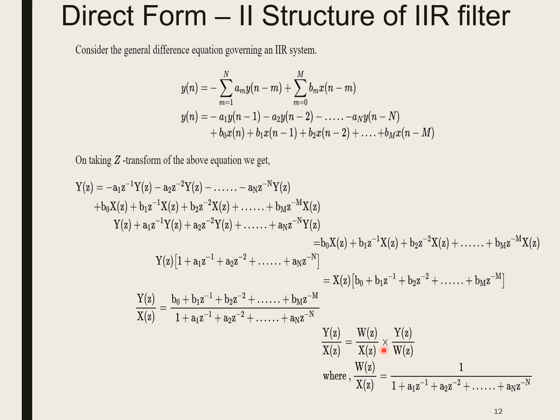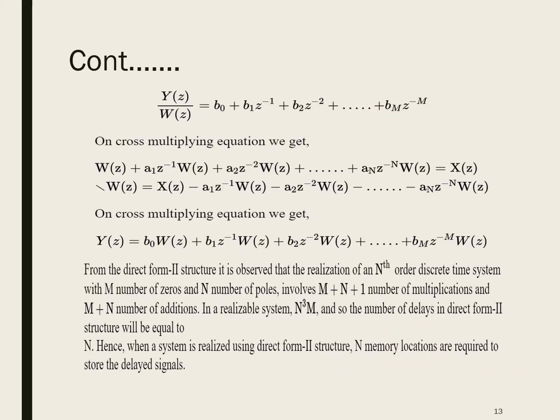Okay, so the first half, since it's in the multiplication format, the first half can be considered as w of z by x of z. So w of z by x of z is equal to 1 divided by 1 plus a1 z inverse plus a2 z to the power of minus 2 plus etc. up to an z to the power of minus n. So the other part is y of z divided by w of z. That can be written as the remaining numerator part.